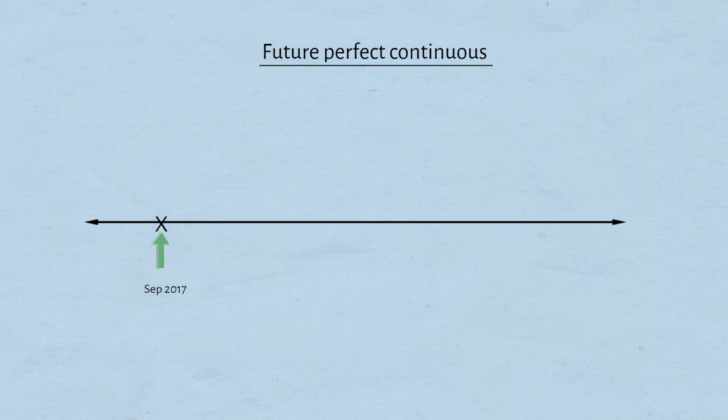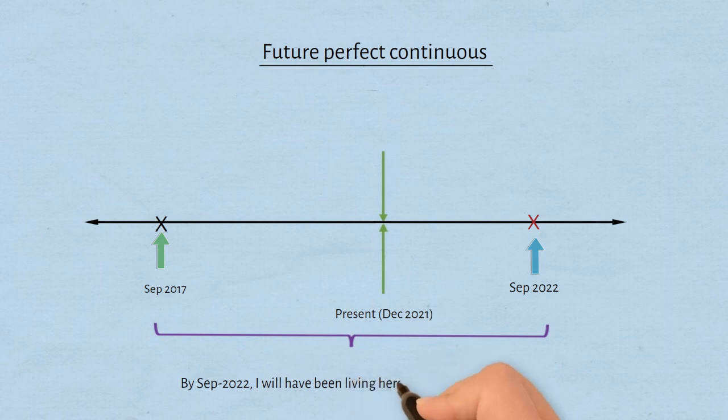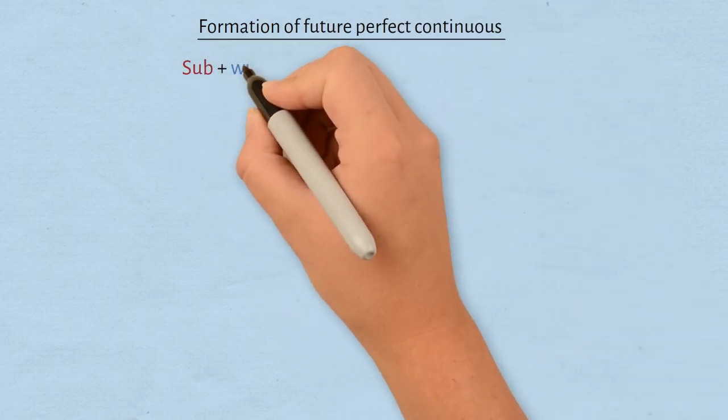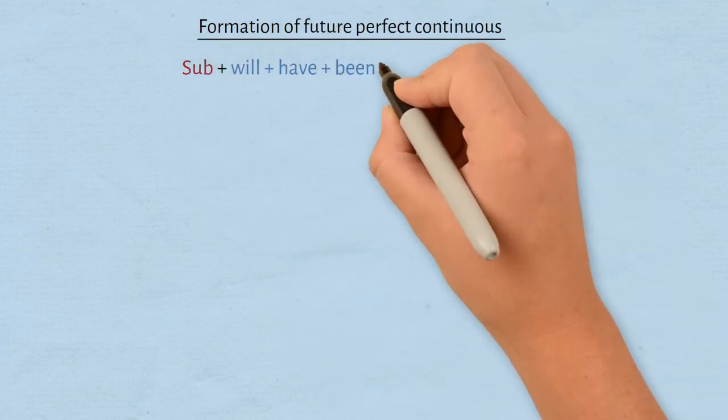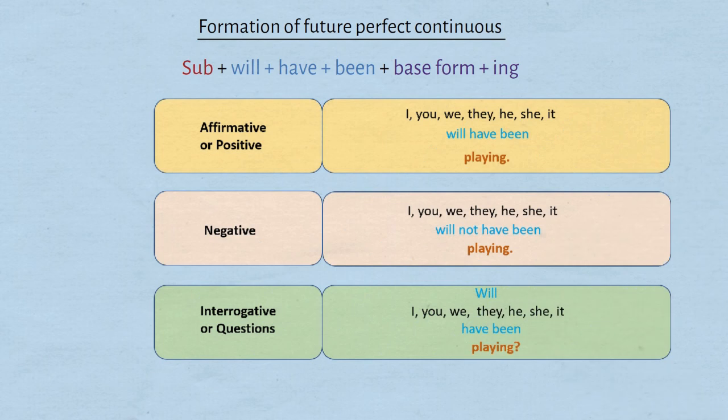Suppose I have moved to the United Kingdom in 2017. Currently, it's December 2021. So, I can say by September 2022, I will have been living here in the United Kingdom for 5 years. Now let's see how to form the future perfect continuous tense. We take will plus have plus been plus the base form and an ing.